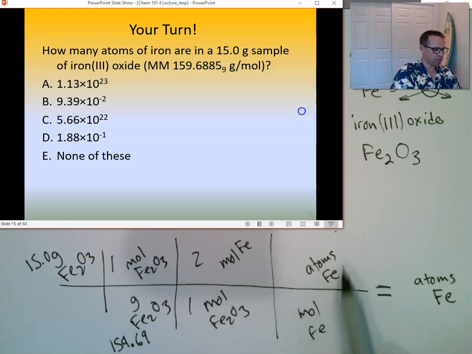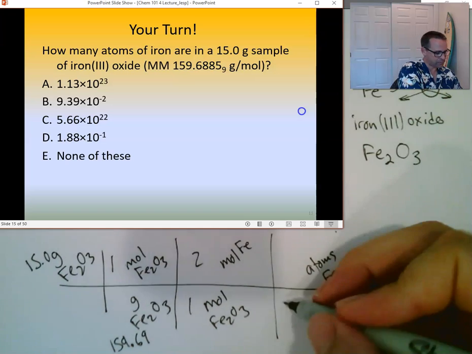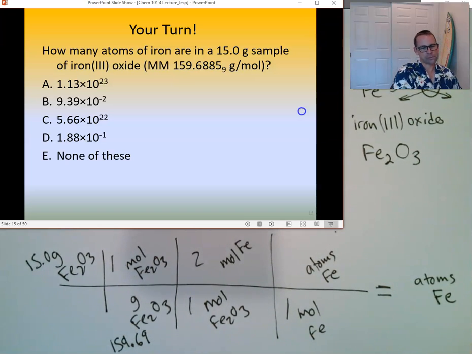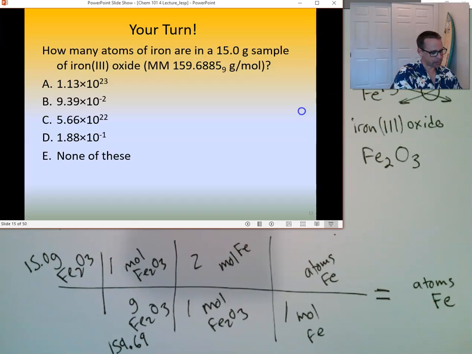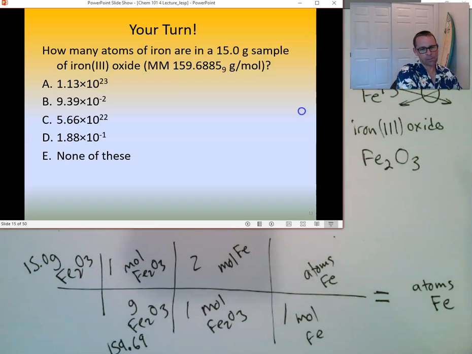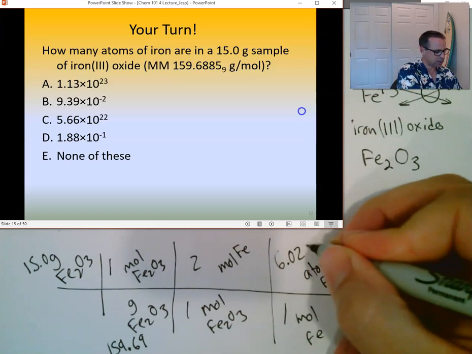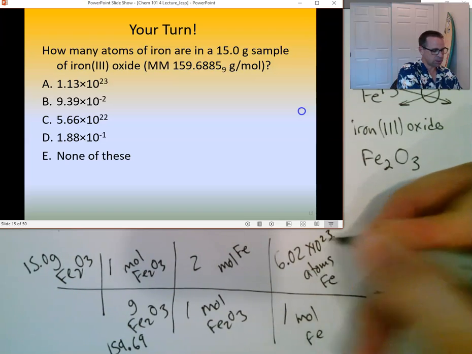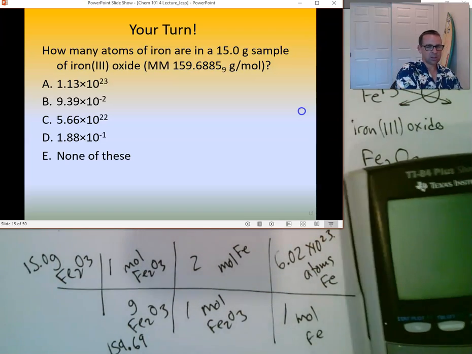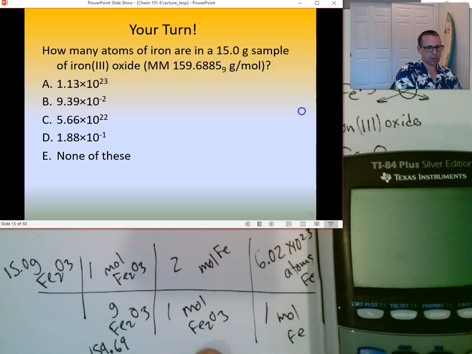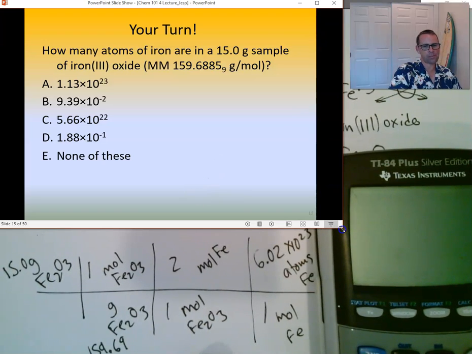All right, what goes here? 1 mole of iron equals atoms. A lot. Yeah, 6.02 times 10 to the 23rd. That's called Avogadro's number.